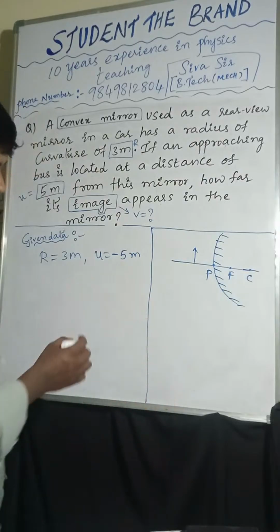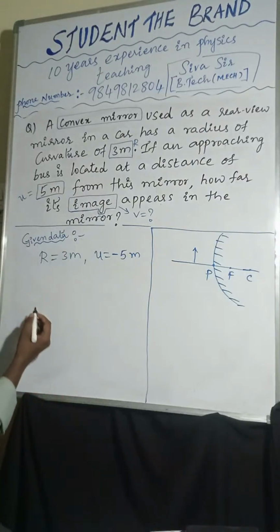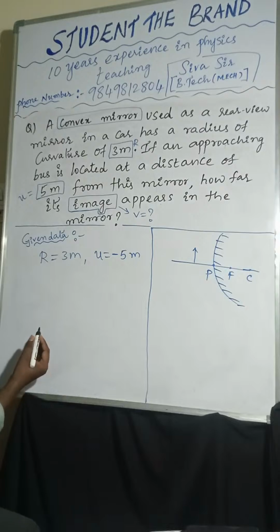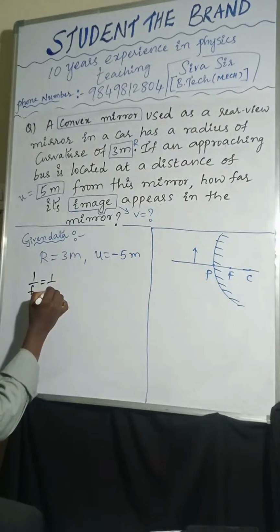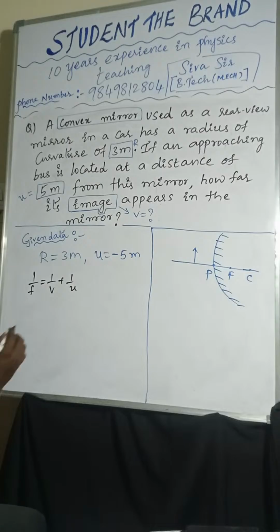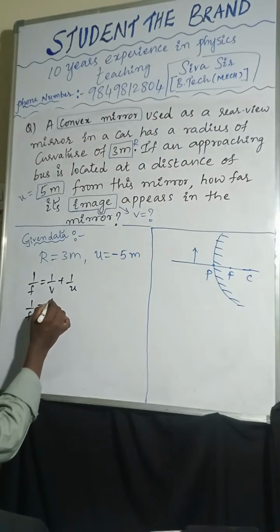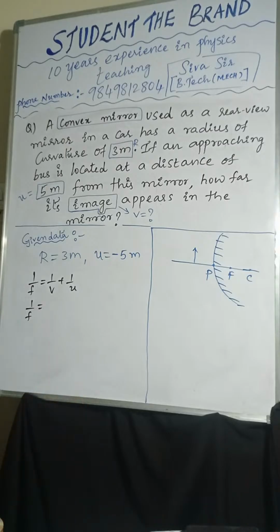So now we can use the mirror formula. What is the mirror formula? 1 by f equal to 1 by v plus 1 by u. Now you substitute the values. We can find out the f value. How can we find out the f value?